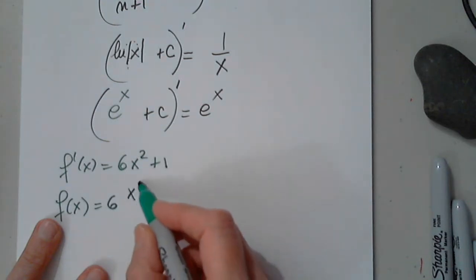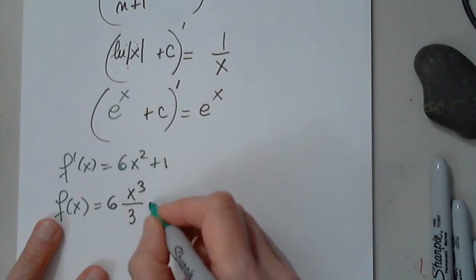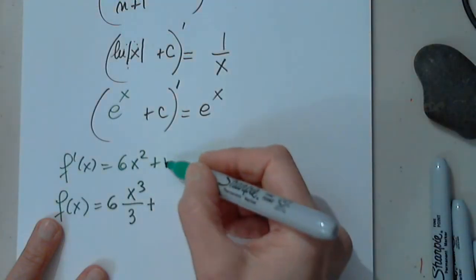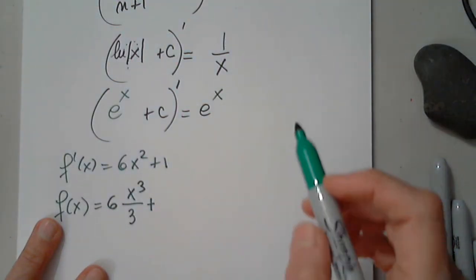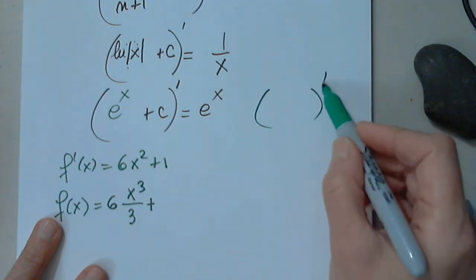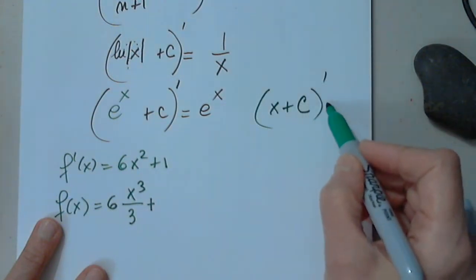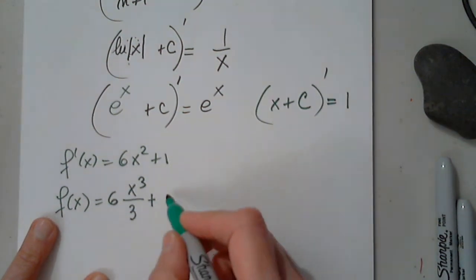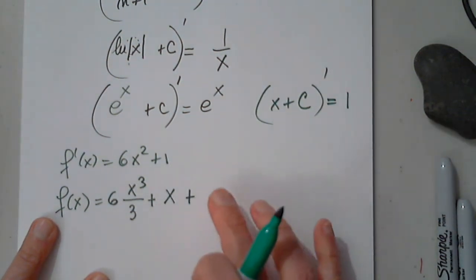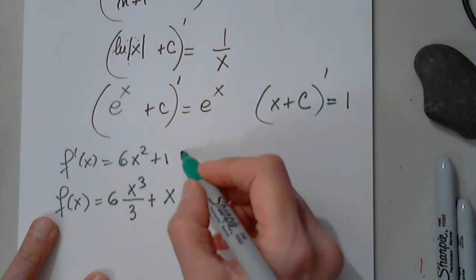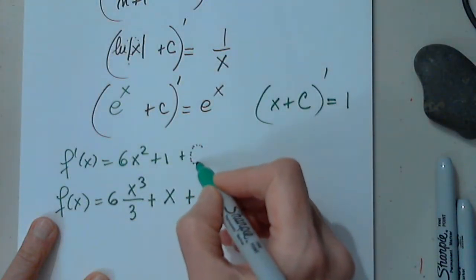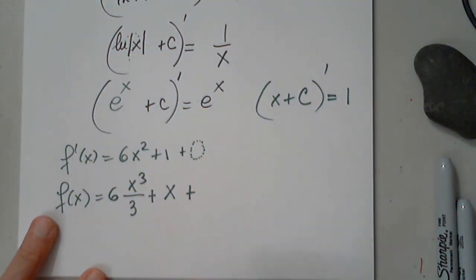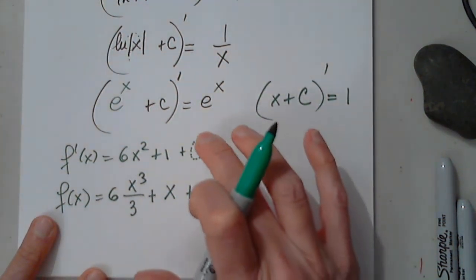X to the third divided by 3. That's it. Very good. Plus, which function do I differentiate to get 1? So, x. Yes, x plus a constant c, prime, is indeed 1. Good. So this is plus x. Plus, which function prime will give us 0? 0 is always there. We don't see it, but we know it's there. So which function prime will be 0?